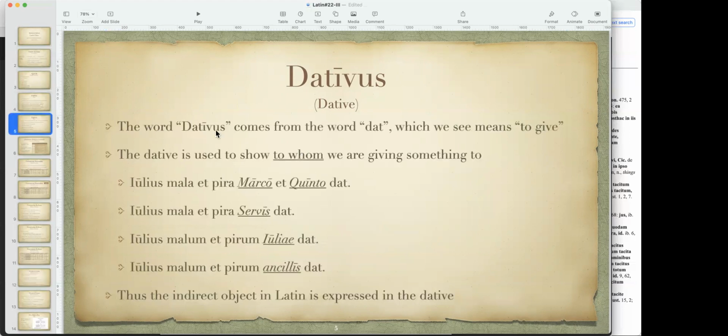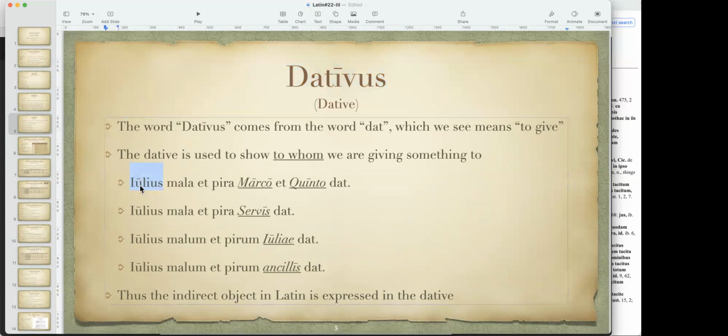The word dativus comes from the word dat, and we've already seen dat means he gives. Dat, he gives; dant, they give. So that's where it got its name, in the sense of you're giving it to whom, and you use the dative. So the dative is used to show to whom you are giving something, the recipient. Let's leave it at that for a moment.